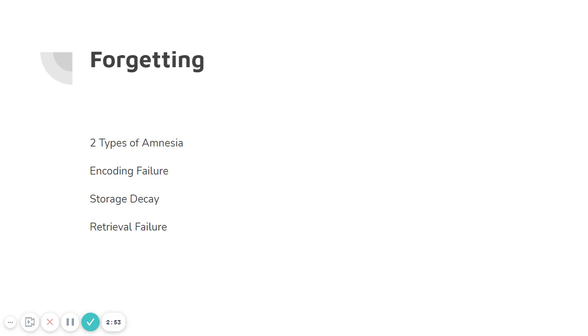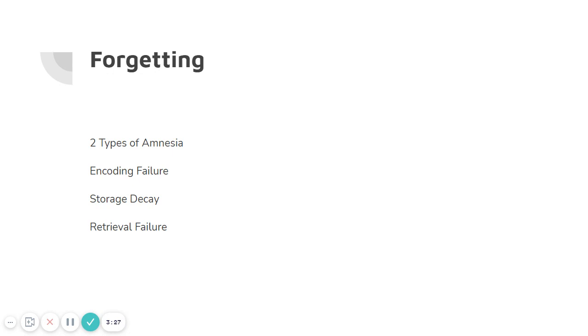You also have retrieval failure. Think of this as you have the memory, but the retrieval clue that you assign to it isn't strong enough to help trigger the memory. You can also see retrieval failure with what's called tip of the tongue phenomenon. That's when you know it. If a teacher asks you a question and you know it and it's there and you can't think of it, but you can see it and you know the answer, that's tip of the tongue.